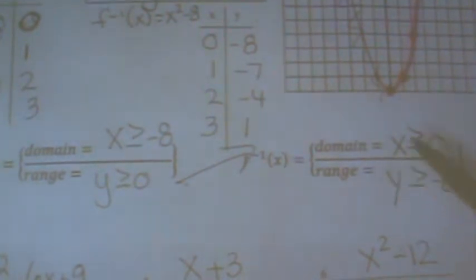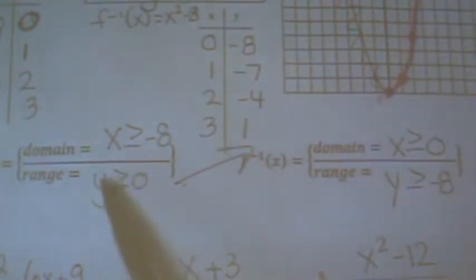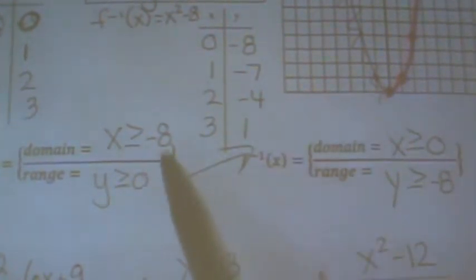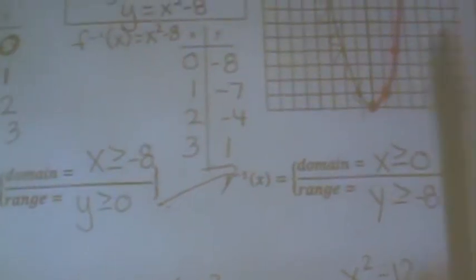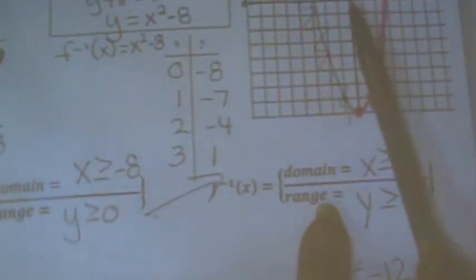So what you're going to do, your domain and your range, you're reversing these. You're switching them around. Can you go to 11? Okay, so your domain here, look at this. See this picture here in pink? It's all of the x values that are greater than 0.